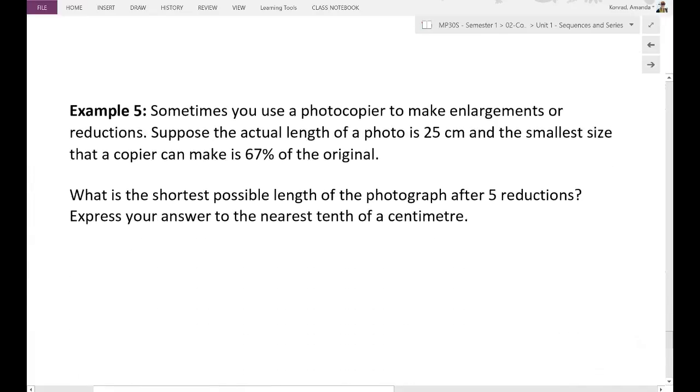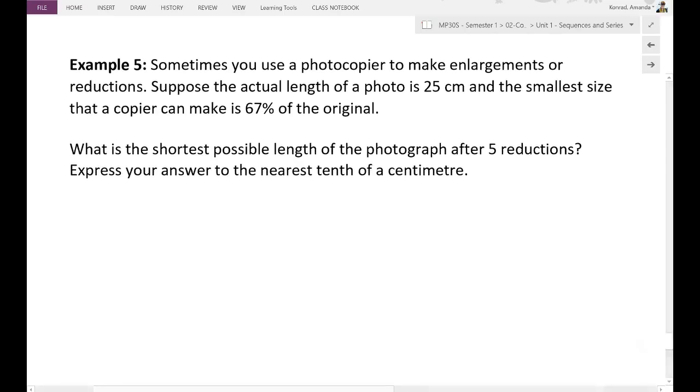All right, so last example. Sometimes you use a photocopier to make enlargements or reductions. Suppose the actual length of a photo is 25 centimeters, and the smallest size that a copier can make is 67% of the original. What is the shortest possible length of a photograph after 5 reductions? Express your answer to the nearest tenth of a centimeter.